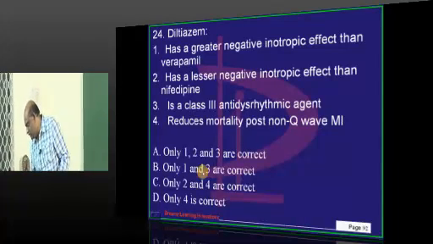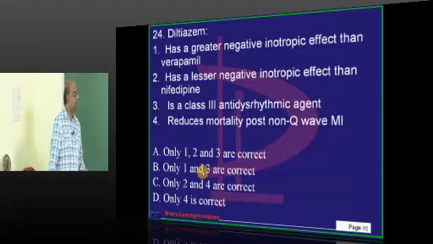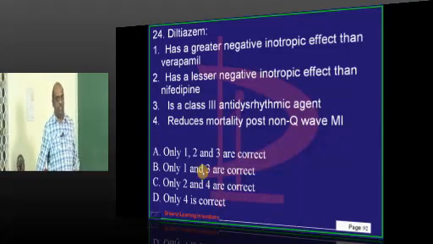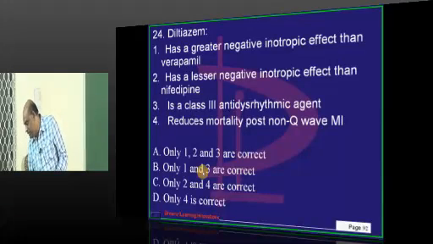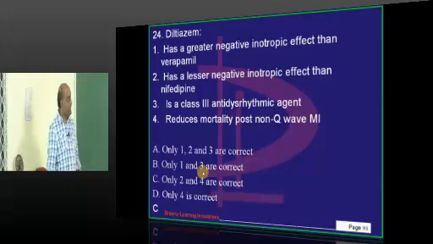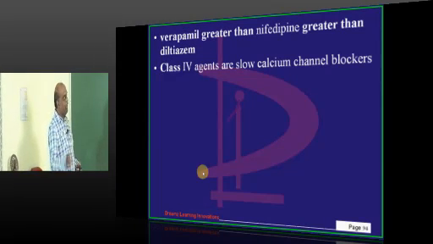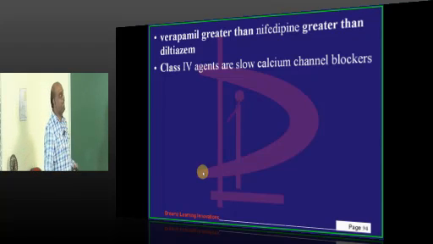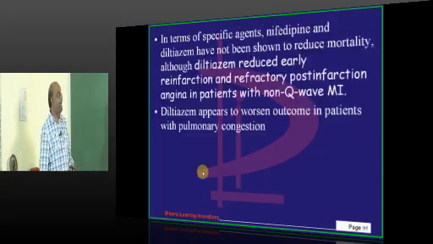Question number 24. Very good. Jasmeet proposes only 2 and 4. She disagrees with option 3 and 1. Even Deva seconds Jasmeet. Very good. 2 and 4. It has lesser negative inotropic effect than nifedipine and it reduces the mortality. And it belongs to class 4 group of antiarrhythmics, being a calcium channel blocker, and verapamil has got a greater effect than nifedipine, which has greater than that of the diltiazem when it comes to inotropic effects.